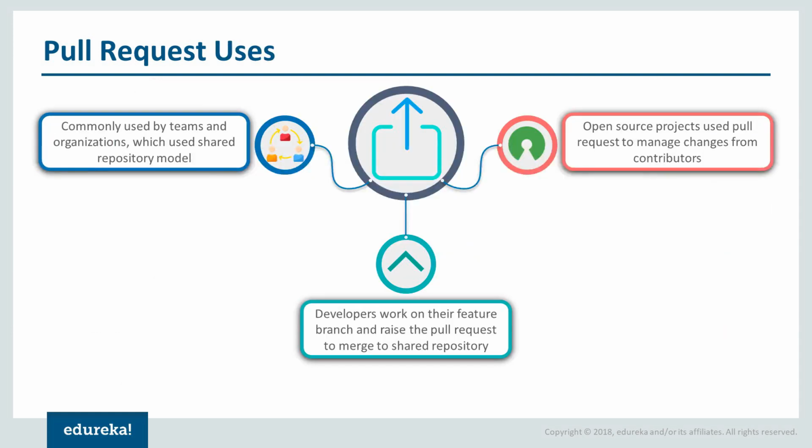This is a very general command in Git, which is commonly used by teams and organizations which have more than one contributor. Developers work on their feature branch and raise a pull request to merge to the shared repository. What it means is that we can have multiple branches and then have a pull request created. Open source projects usually use pull requests to manage changes from different contributors, because open source projects have many contributors. So they use pull requests to manage the changes.